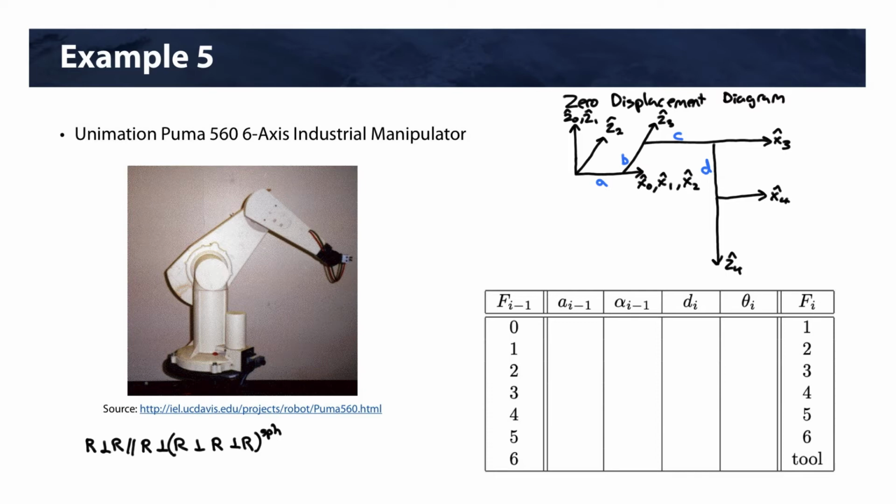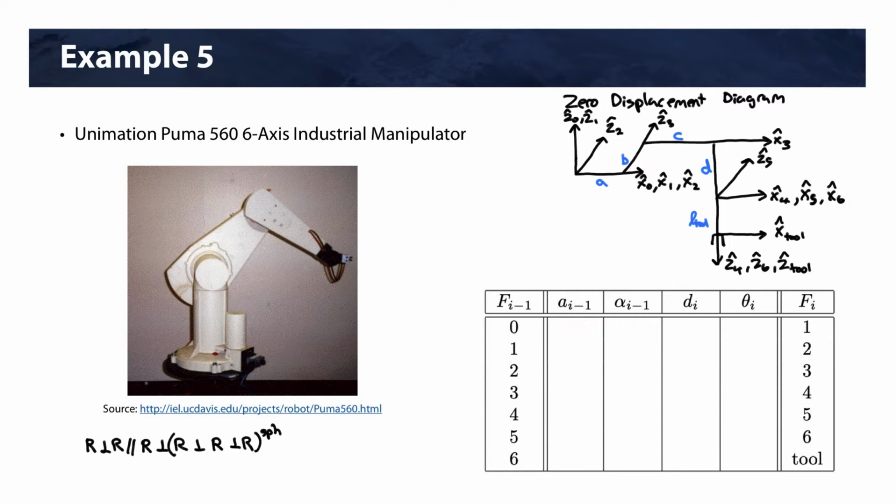Now to complete the rest of the 0 displacement diagram, we have Z5 as part of our wrist. Since the wrist axes all intersect, that means X5 has to be here. We'll have Z6 down here with X6 here. And then we'll have our tool length, which takes us to Z tool, and X tool there. So there's our 0 displacement. And now with that, we can start completing our D&H table.